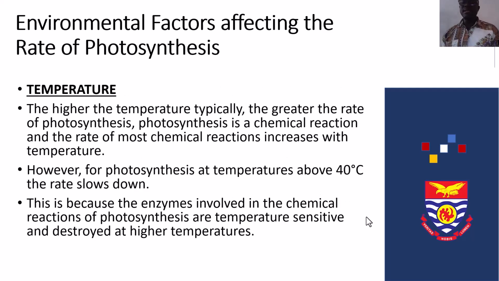Temperature. The higher the temperature, typically, the greater the rate of photosynthesis. Photosynthesis is a chemical reaction, and the rate of most chemical reactions increases with temperature. However, for photosynthesis at temperatures above 40 degrees Celsius, the rate slows down. This is because the enzymes involved in the chemical reactions of photosynthesis are temperature sensitive and destroyed at higher temperatures.